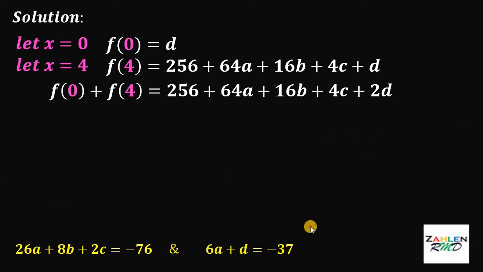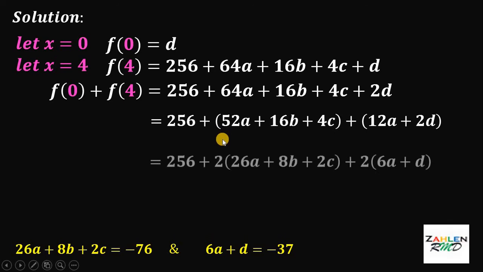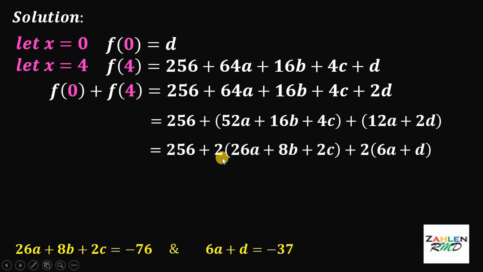So first thing to do is to separate 64a into 52a and 12a. 52a plus 12a is the same thing as 64a. Bring down 16b, bring down 4c, bring down 2d, and bring down 256. Next, factor out 2, and we have 256 plus 2 times 26a plus 8b plus 2c. Now, this is familiar to us because it is equal to negative 76.